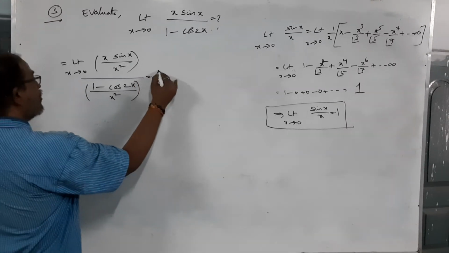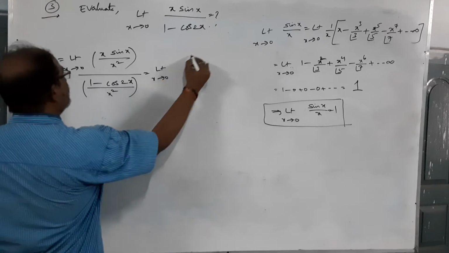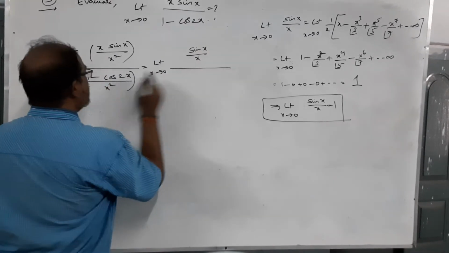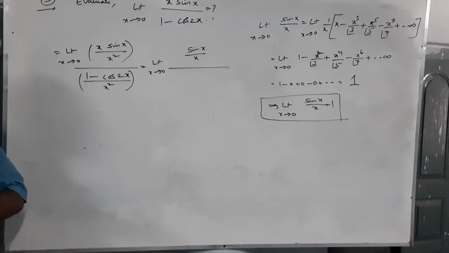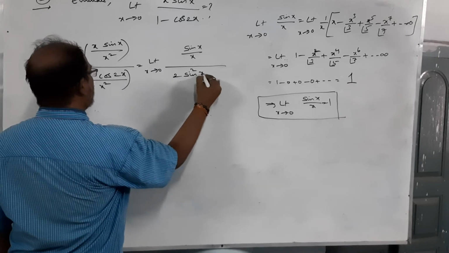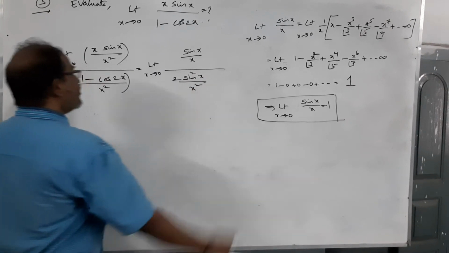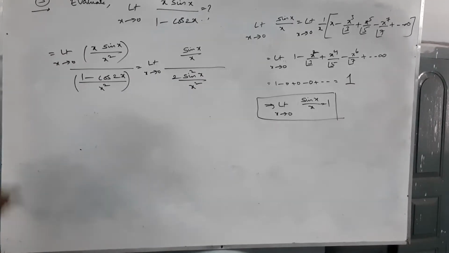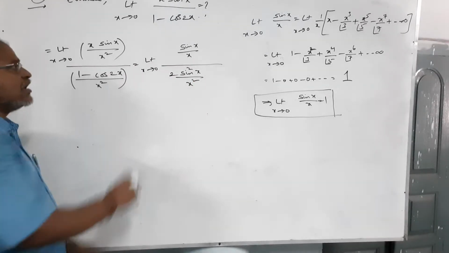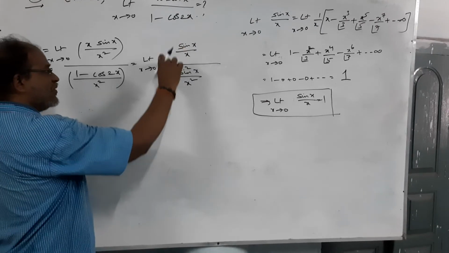Now limit x tends to 0. The numerator is sin x by x. The denominator is 1 minus cos 2x. From trigonometry, 1 minus cos 2x means 2 sin square x, so the denominator is 2 sin square x by x square. Now the limit is of the form f of x by g of x.